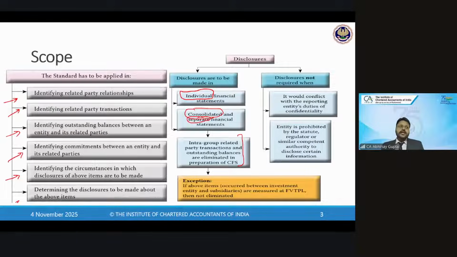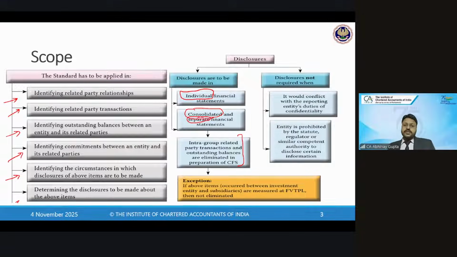Then can one legal entity do transactions with itself? No, they cannot. How can a particular entity do a transaction with itself? Right? Can you make a purchase and sale to yourself? Sir, we can't make a purchase and sale, right.